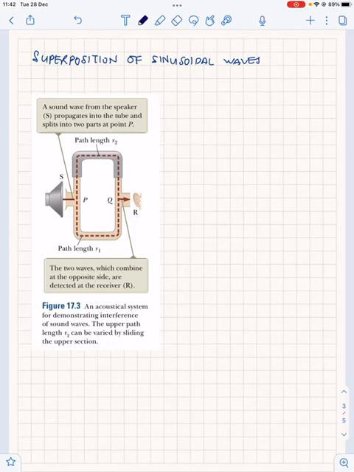Superposition can also happen in sound waves. As we can see here, we have an apparatus with a speaker and T-junction tubes. The speaker is labeled S, and then we have the ear of the listener at label R, which is the receiver.